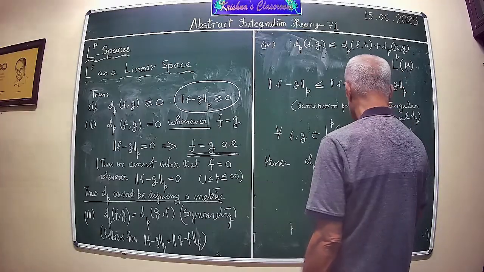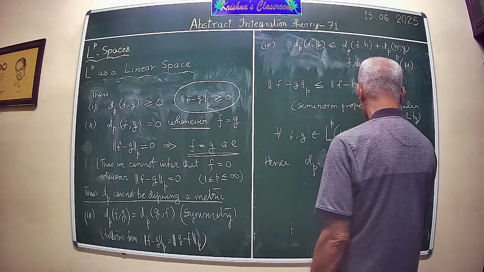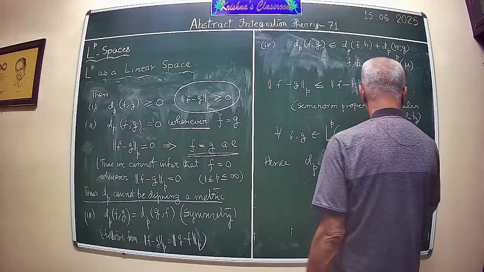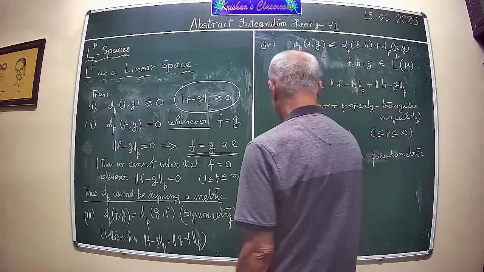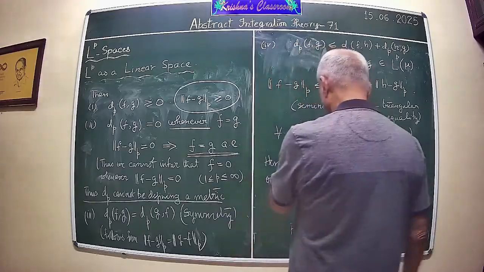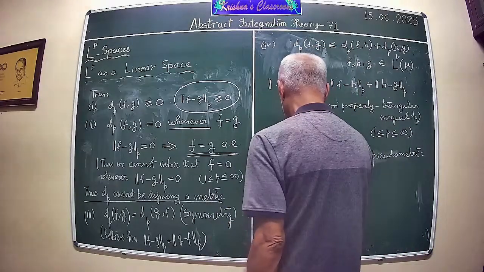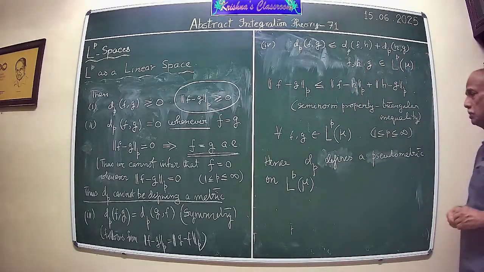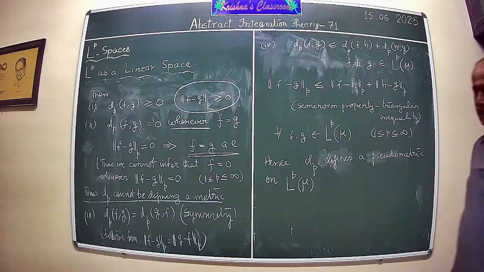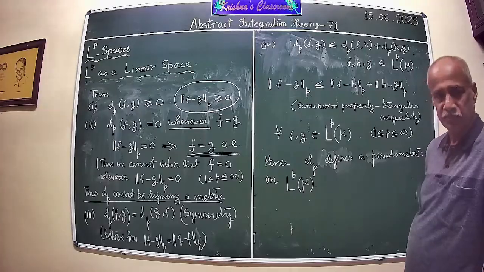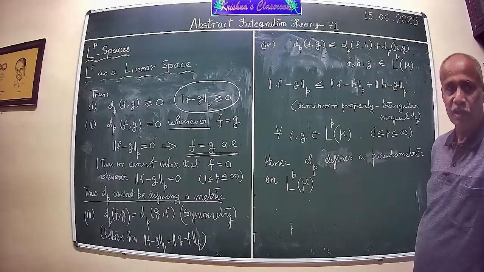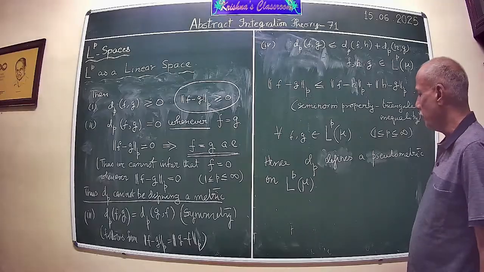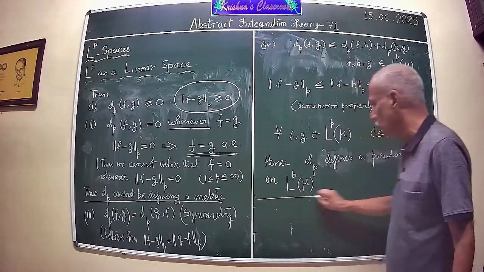So d_p defines a pseudometric on L^p. So that's what you have. So d_p is falling short of becoming a metric. Therefore, it defines only a pseudometric. So (L^p(mu), d_p) is a pseudometric space.